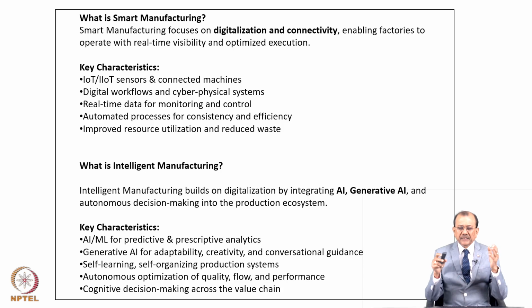Because a factory is not one machine, it is made of multiple machines, multiple plants, and different kinds of processes are operating, and connectivity plays a very big role, and all these plants and processes are connected, which we are going to see now. We are going to understand how it is being done in the case of smart manufacturing.